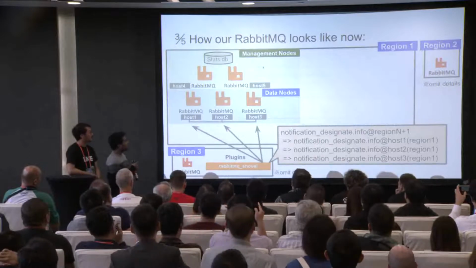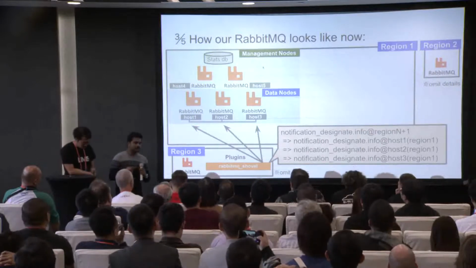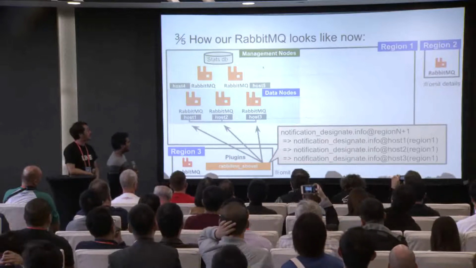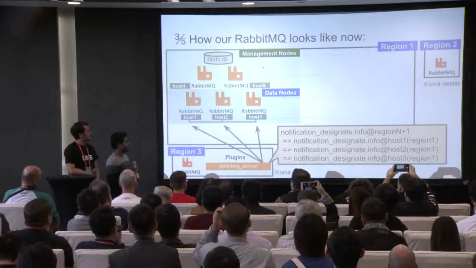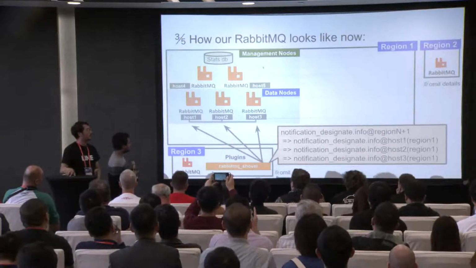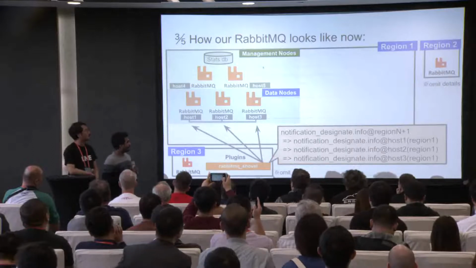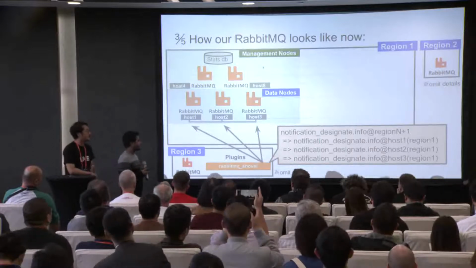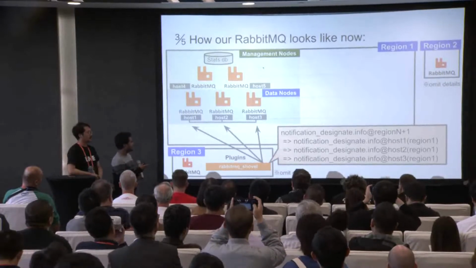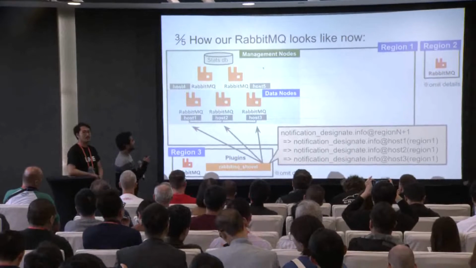Yeah, so let's talk about the cross region RabbitMQ policies. As Nishiwaki-san already explained, we needed to send the instance creation and instance delete notification from region 3 to region 1. Currently we use a RabbitMQ shovel policy, which will transfer the messages from region 3 to region 1.